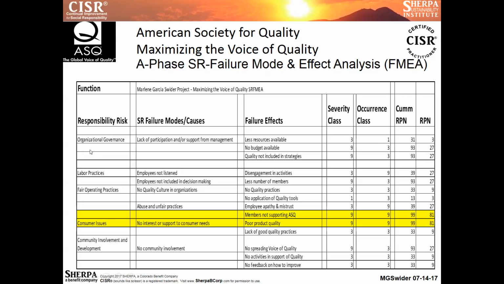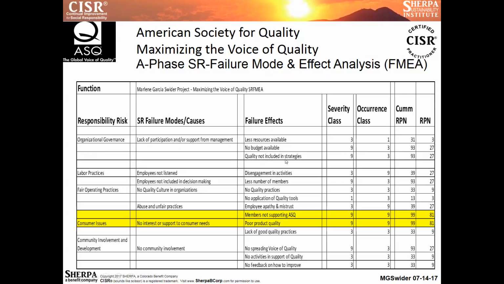And let's take an example here to see how it applies. We were talking about organizational governance or senior management. What could be the failure mode? What could be the worst that can happen? Well, lack of participation from management or lack of support from them. How will that failure manifest, or what kind of effects will that have? Well, then the initiative or the problem or the solutions will get fewer resources. There probably will be no budget available, and the quality will not be included.